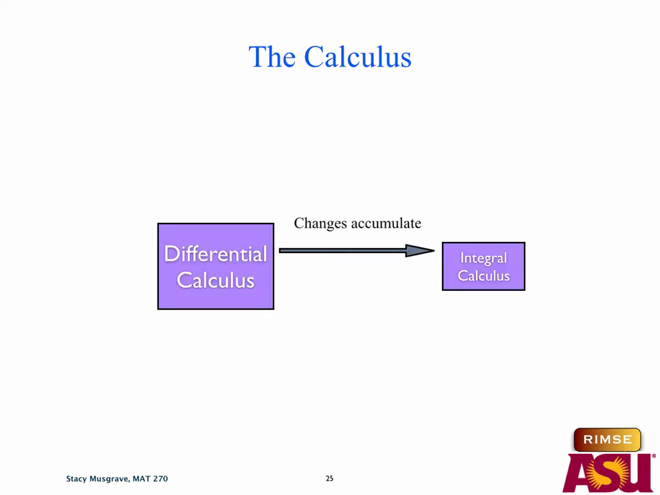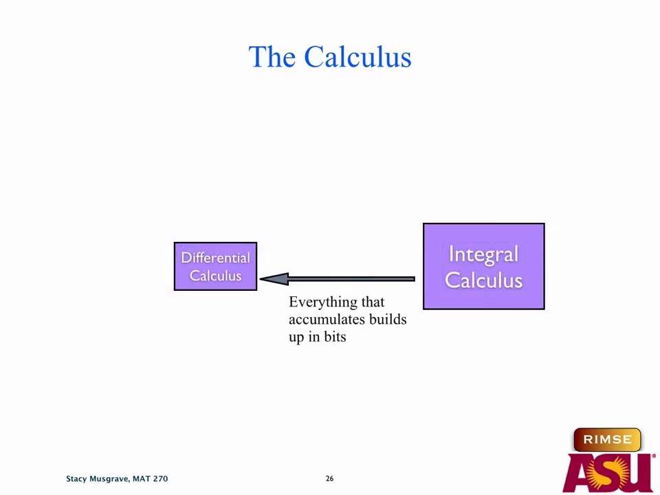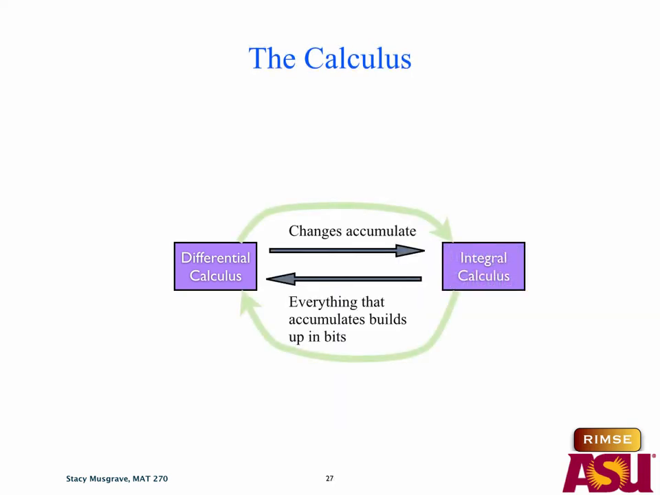But again, the idea is this. Quantities change, right? And as they change, they accumulate. That gives you one direction. The other direction is that everything accumulates bit by bit. Okay, and so we can look at the rates of change of these accumulations. And this cycle is 2 sides of one coin, 2 sides of the same idea. And that idea is what we call the fundamental theorem of calculus. This is what it's all about. I have just told you calculus. Yes, okay?